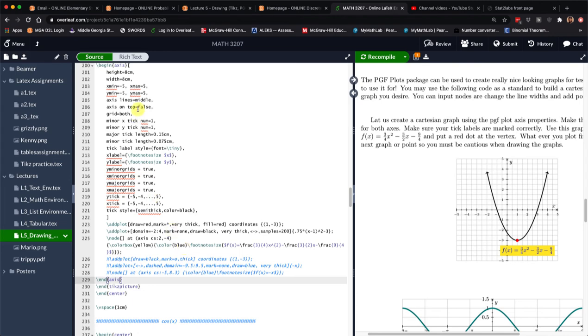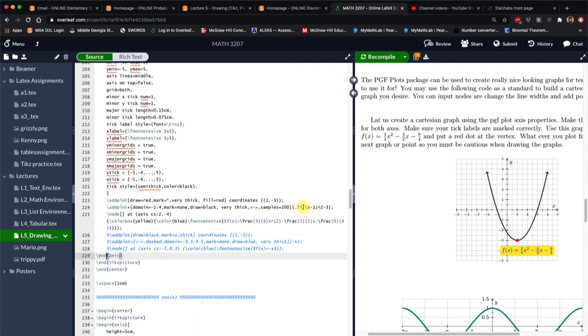Okay, the things up here in the axis, if the axis labels are different, make sure you can do that. Make sure that you define your add plot function correctly in any coordinates you have, which you can do multiple of these.